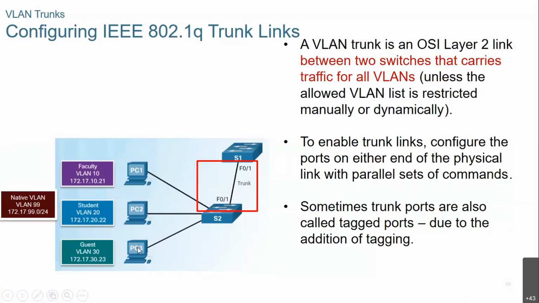Sometimes trunk ports are also called tagged ports due to the addition of tagging. And how does trunk do that? With the 802.1Q protocol. Okay, let's look at this topology. So there are 4 VLANs, 10, 20, 30, and 99. And this is the trunk that is going to be used to carry these different VLANs to the other VLANs in the other switches.